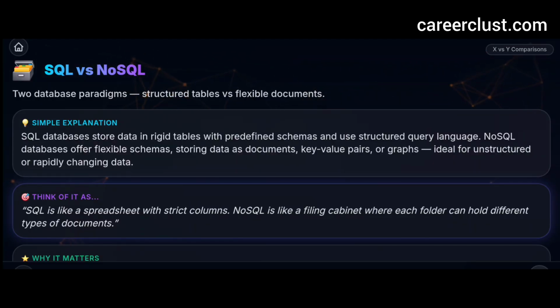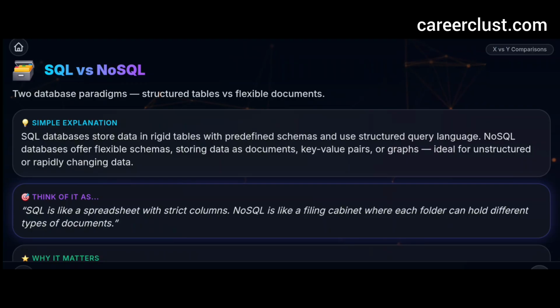What are the differences between SQL and NoSQL? SQL databases store data in structured tables with fixed schema and support complex relationships and ACID transactions. NoSQL databases store data in flexible formats such as documents, key value pairs, or graphs, making them more scalable and suitable for large volumes of unstructured or rapidly changing data. SQL is best for transactional systems, while NoSQL is ideal for high-scale distributed applications.